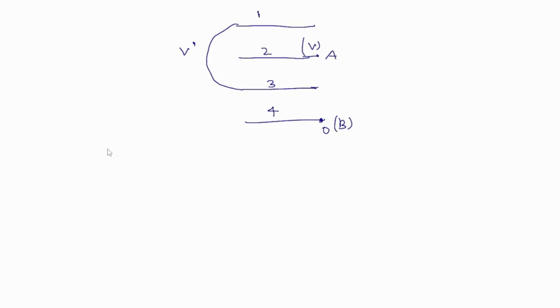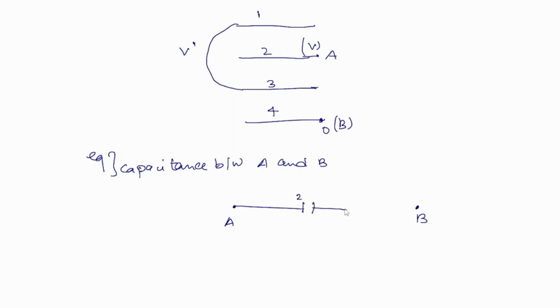Now you need to find the equivalent capacitance between A and B. Right. Now you just need to mark the two points, point A and point B, and join the capacitors. Now if you see plate number 2 having potential V, and this is your point A, you just need to draw 2, and then 1. 1 is having potential V dash. You have drawn it.